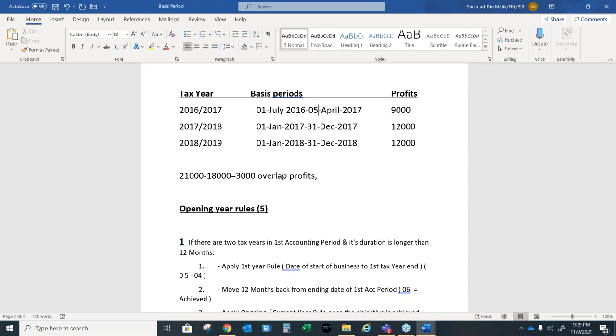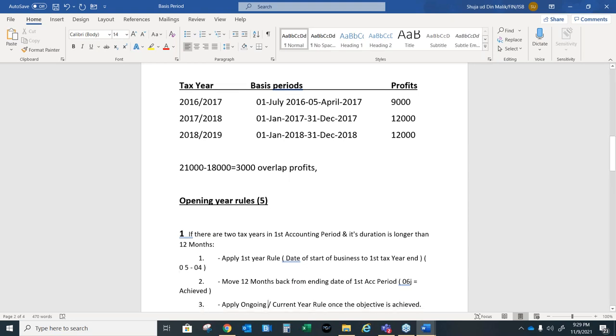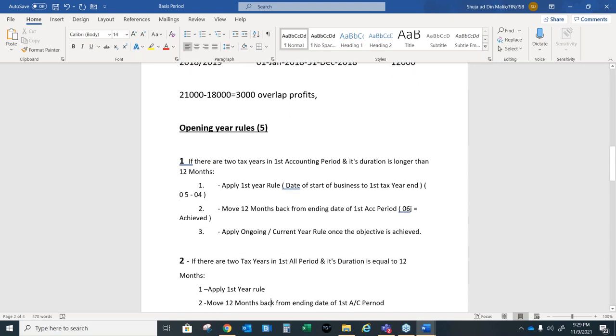3 months overlapping here are in tax year 16-17, you move till 5th April 2017. But for achieving your objective, you came back to January 17, February 17, and March 17. 3 months, each month yielding profit of 1,000, are being overlapped, and the overlap profits in total are 3,000. Any problem still here, please? The first case is being concluded.